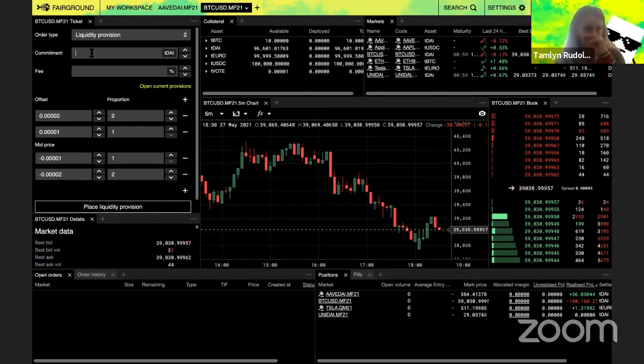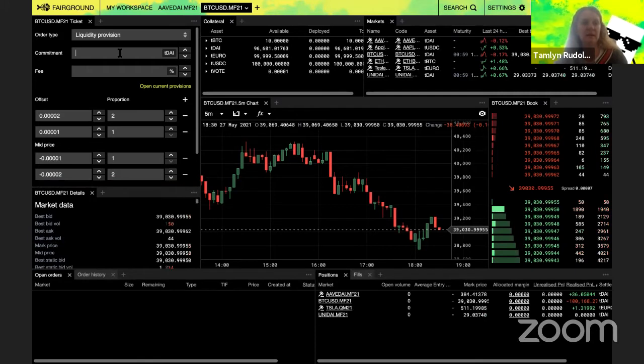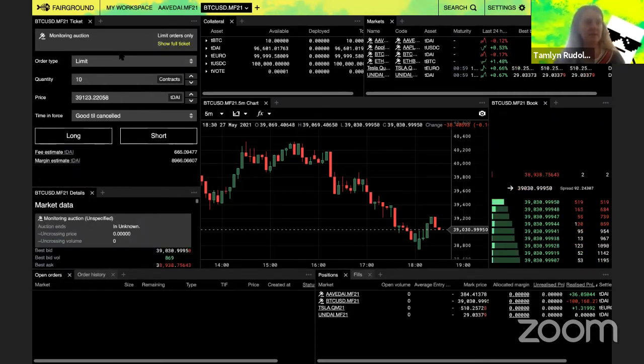So when you are providing liquidity for a market, there are some things that you need to commit. First of all, you commit a bond for the market. So this is a BTC US dollar market, and so we're back in an auction. And so the bond is going to be in DAI, so in that underlying settlement asset of the market.